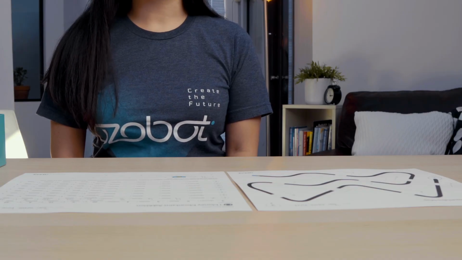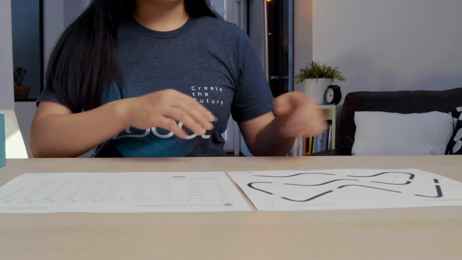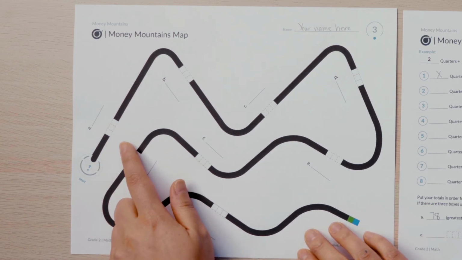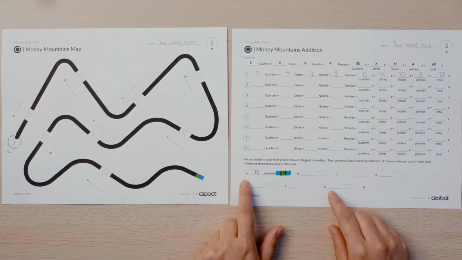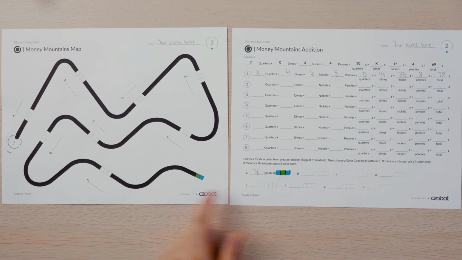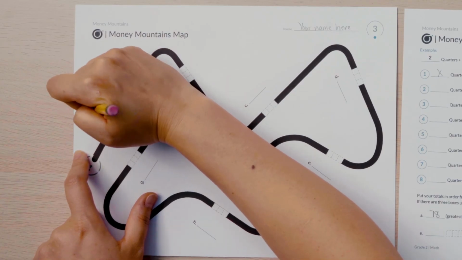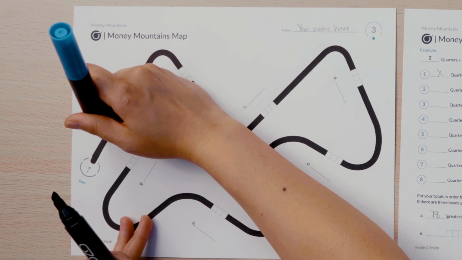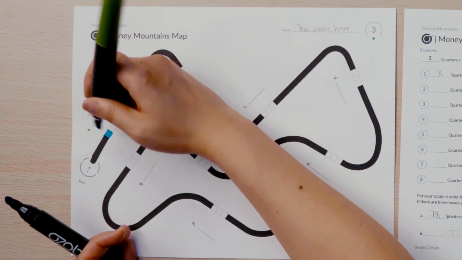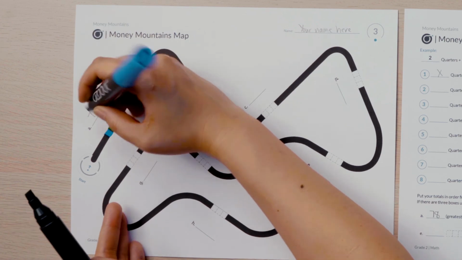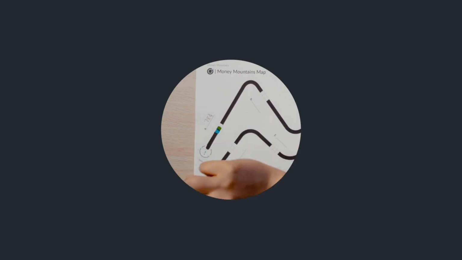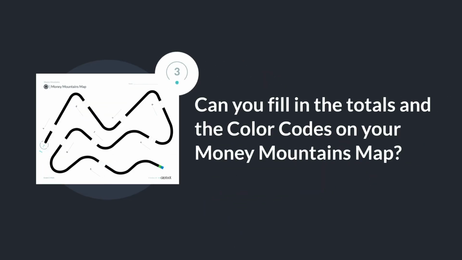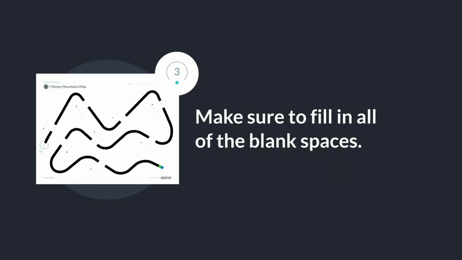Now you'll need your Money Mountains map. Notice there are lines for your totals and spaces for your color codes. I chose turbo after the letter A, so I'll write my total on the line, which is 78 cents, and fill in the color code for turbo. Can you fill in the totals and the color codes on your Money Mountains map? Make sure to fill in all of the blank spaces.